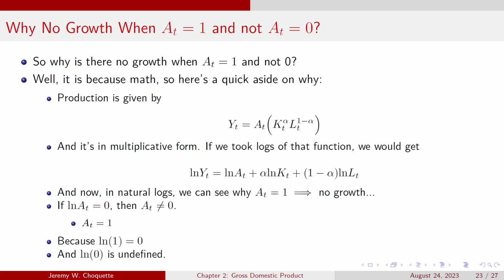So if this were written out in terms of an additive approach, then yeah, the natural log of A would be 0, but that would mean A can't be 0, because that's the input of the natural log function, not the output. So when A is equal to 1, we get no growth. If A is less than 1, negative growth. Greater than 1, positive growth.